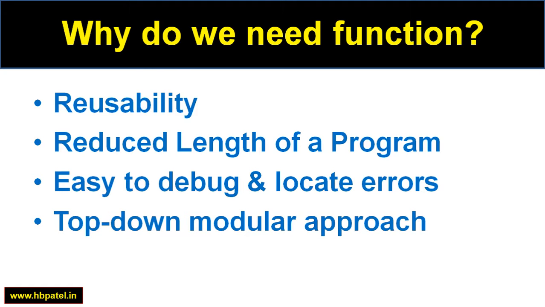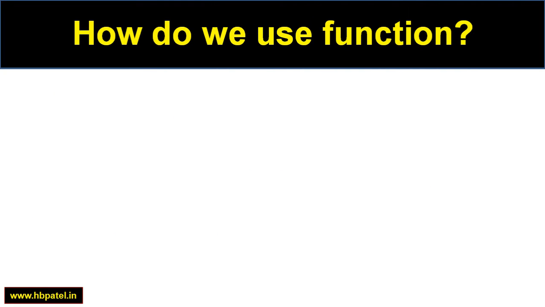What is top-down modular approach? Top-down means you first write down a main function first, defining different functions, and then later on you will be elaborating each and every function. You will be writing the body of each and every function. So that is called top-down modular approach. So these are the benefits of using a function in any programming language.